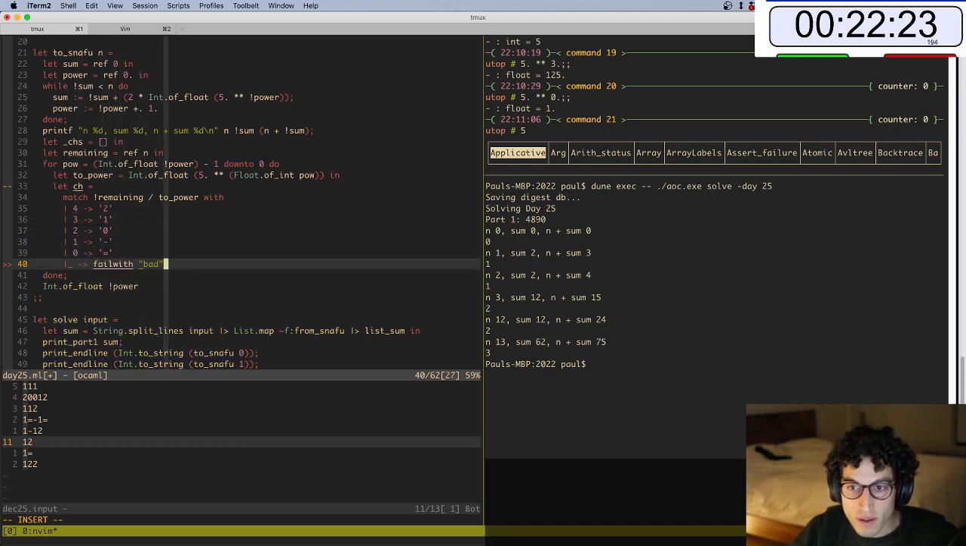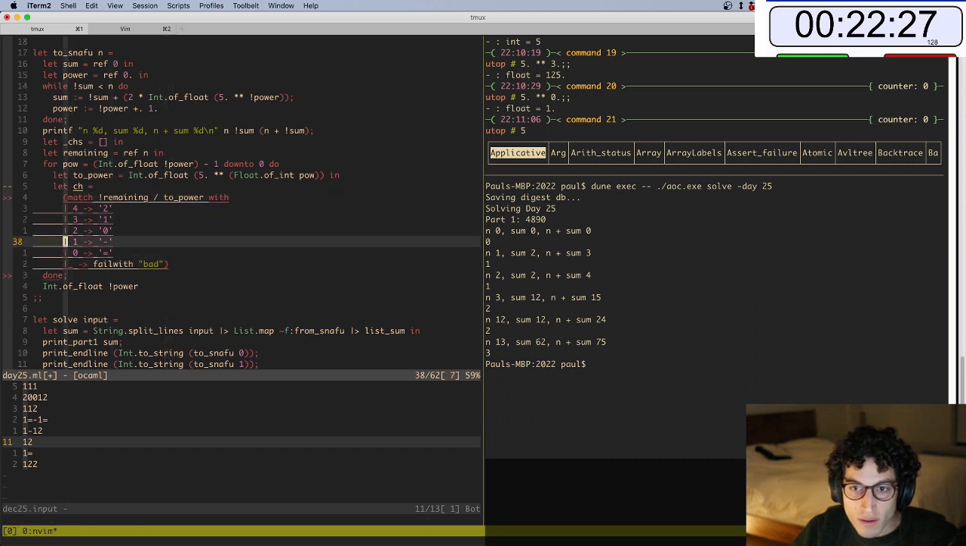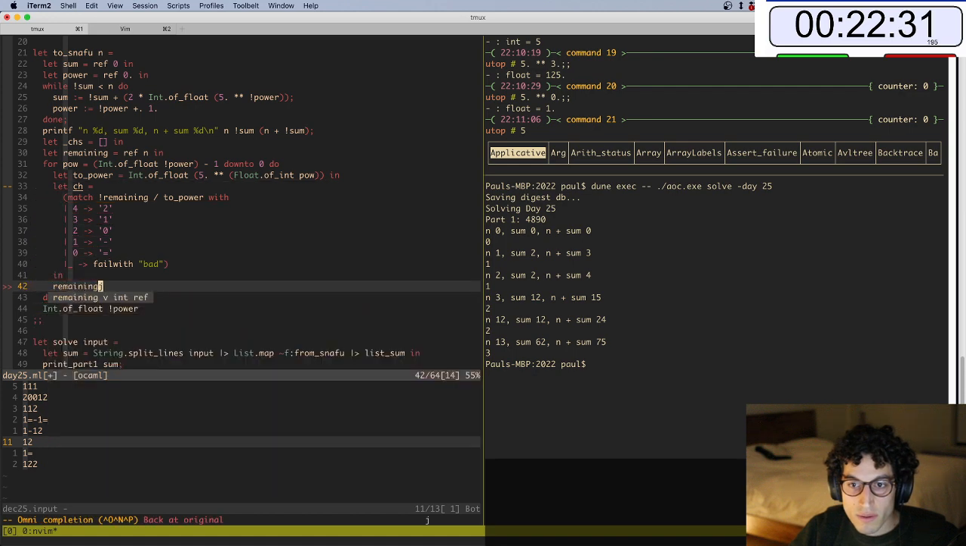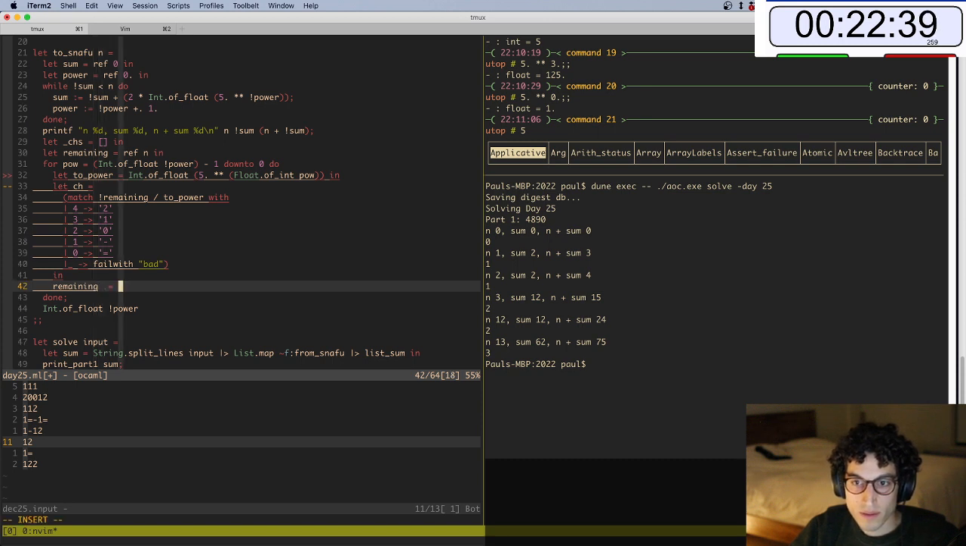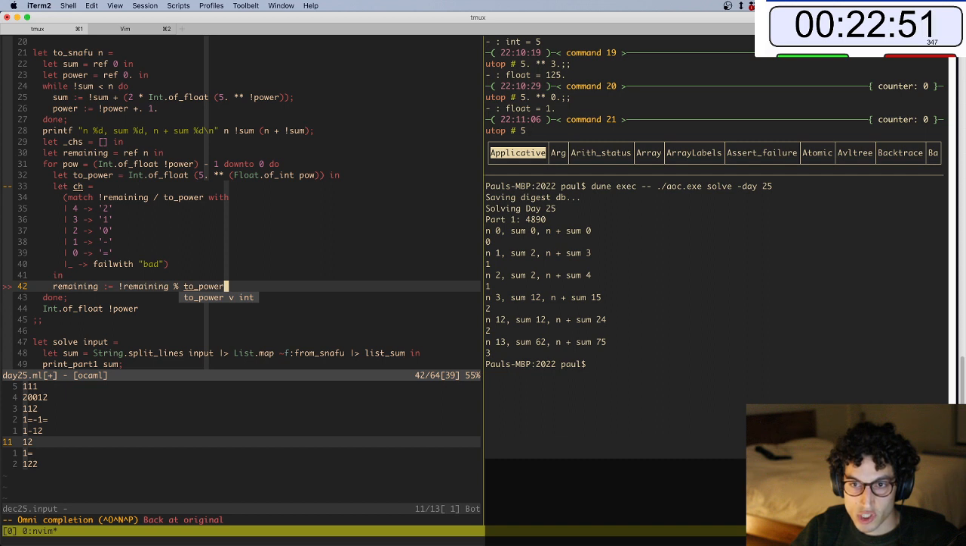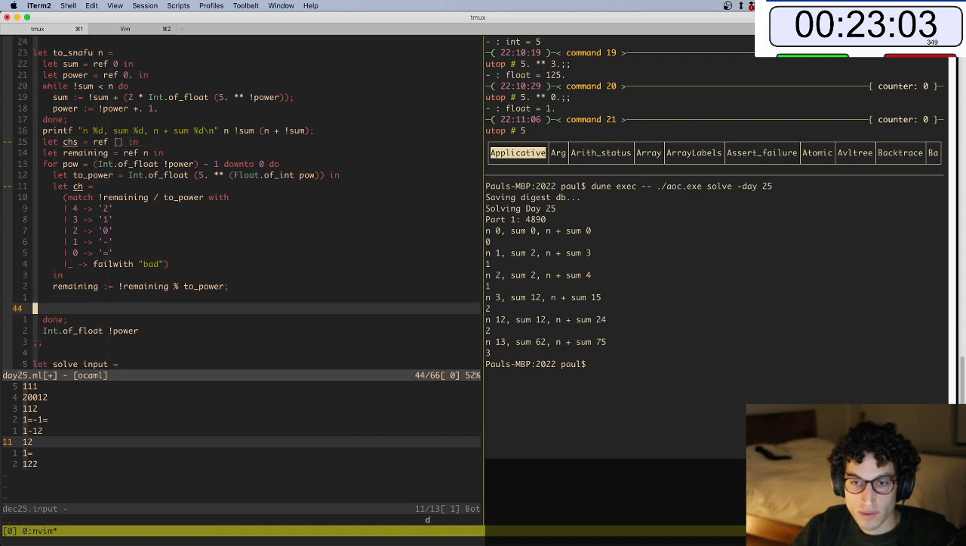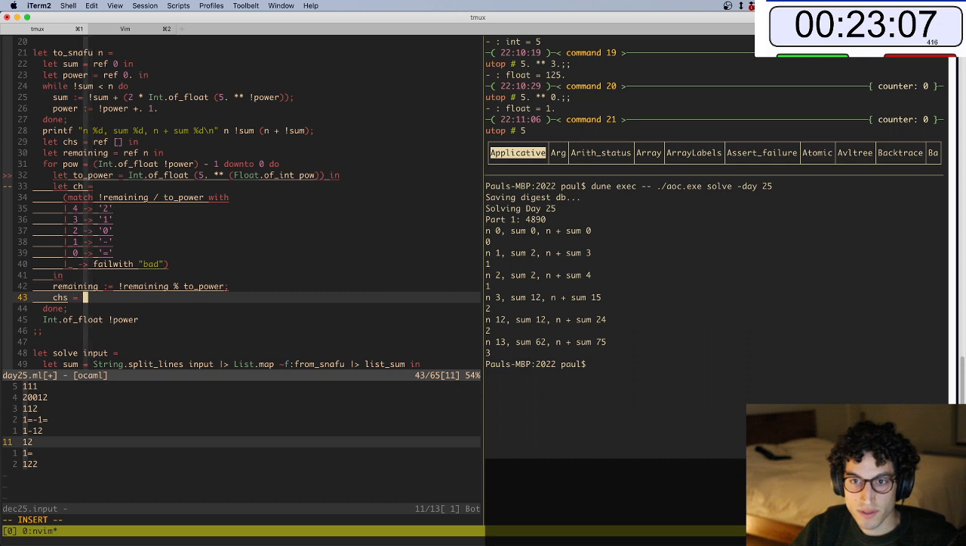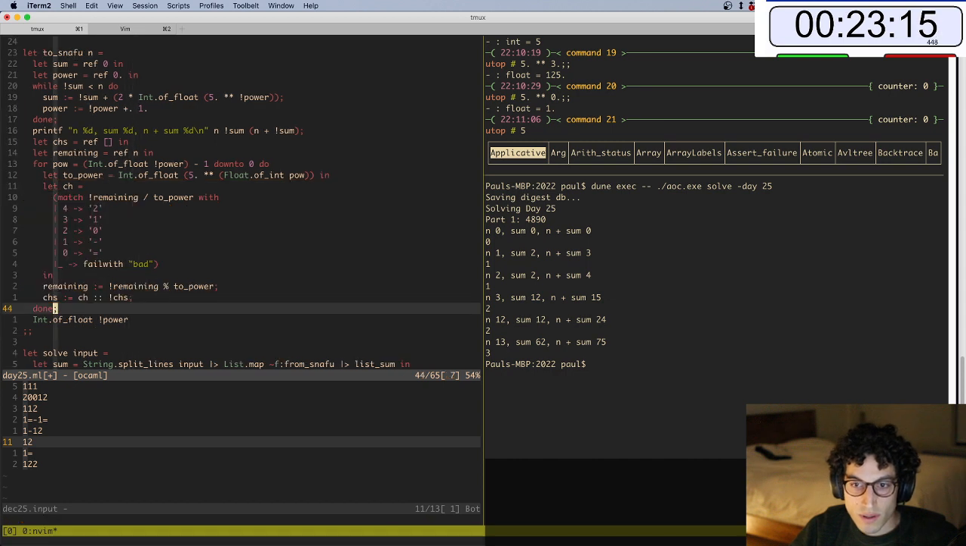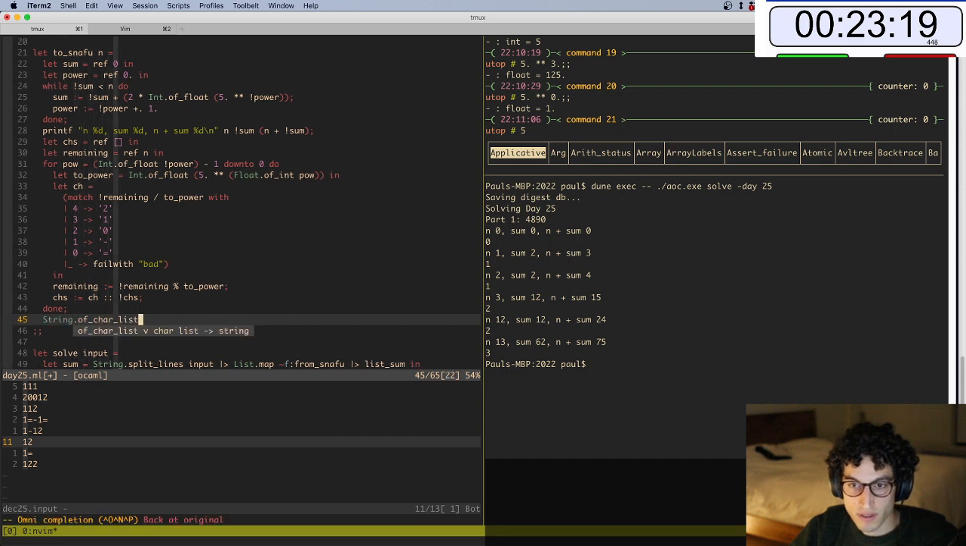Dealt with bad in remaining mod 2 power. ch's equals ch's, string of char list ch's.